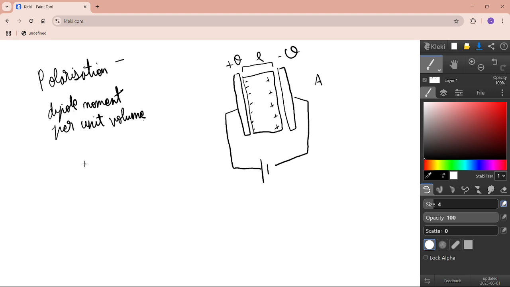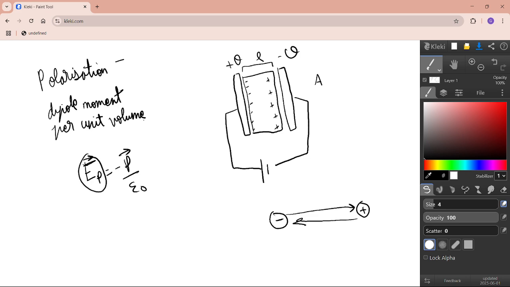The electric field, how would that be? The electric field due to this polarization, just this electric field due to the dielectric, in vector form is defined as negative of the polarization vector divided by epsilon naught. Why negative? Let's learn about this. The dipole moment is from negative to positive, while the electric field is from positive to negative. So the electric field is negative of the dipole, and divided by epsilon naught.